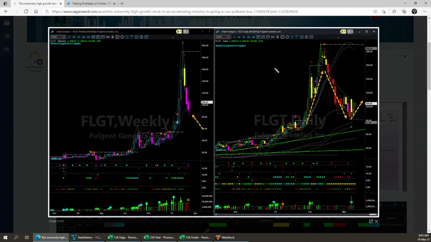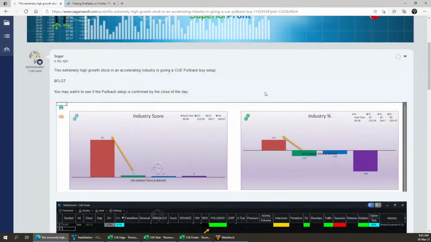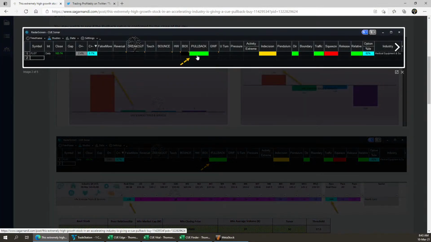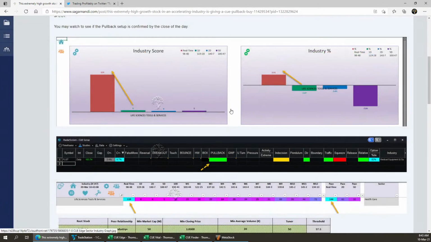And this was the chart at that time. It pulled back, regained the yellow direction line with a bullish color candle. It was starting to go up with high volume. The weekly shape was bullish. That was a pullback setup, and we could identify the trade from Q Sonar on TradeStation, or we could also use Q Finder on MetaStock.